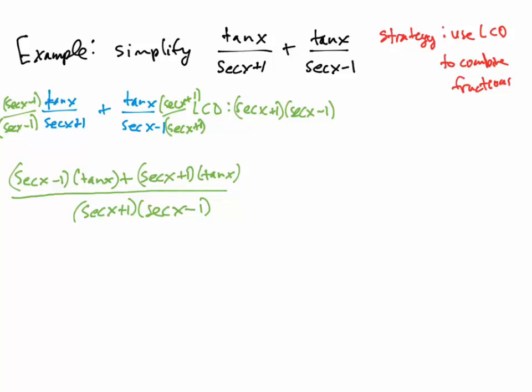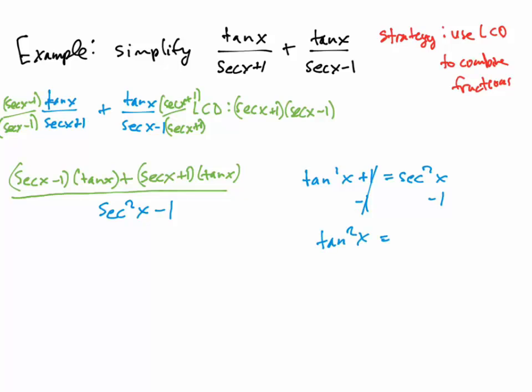And then in the denominator, I'm going to actually multiply that out. So for the sake of space, multiplying that out, we're going to get secant squared x plus secant x minus secant x minus 1, and then those two terms cancel out. So what we end up with in the denominator is secant squared x minus 1. Well, we know that tangent squared x plus 1 is equal to secant squared x. If we subtract 1 from both sides of this equation, we get tangent squared x equals secant squared x minus 1. So we can replace secant squared x minus 1 with tangent squared x.